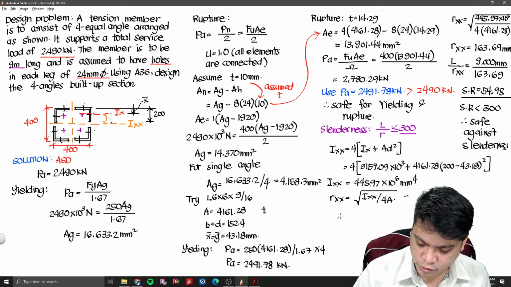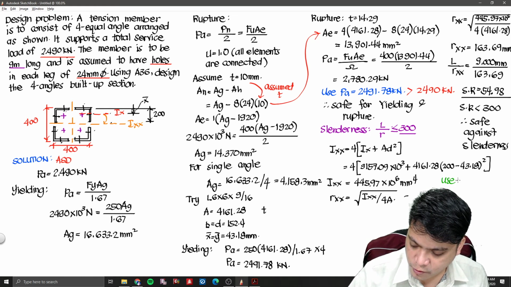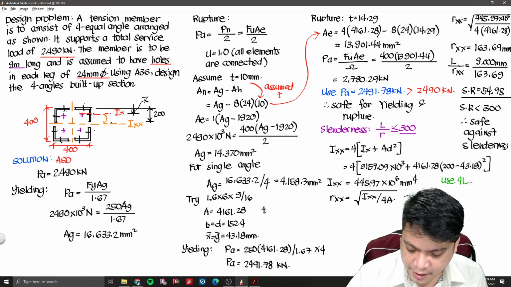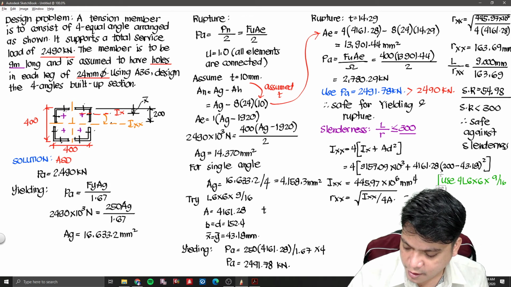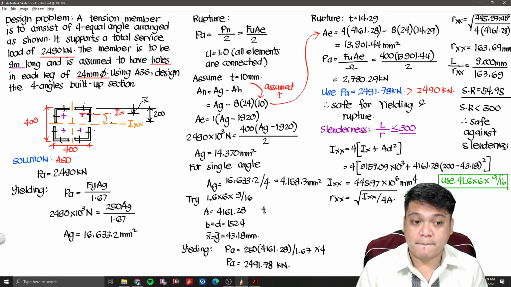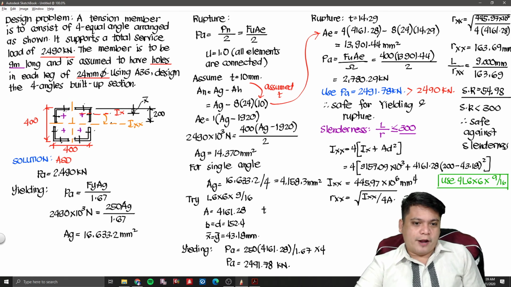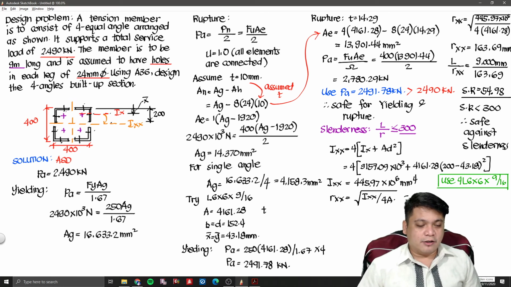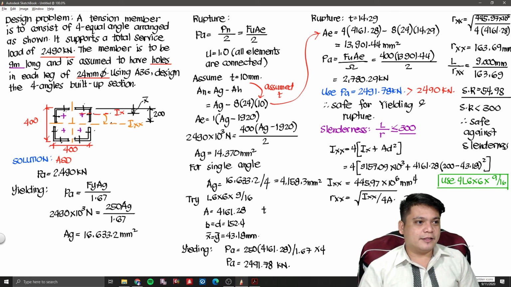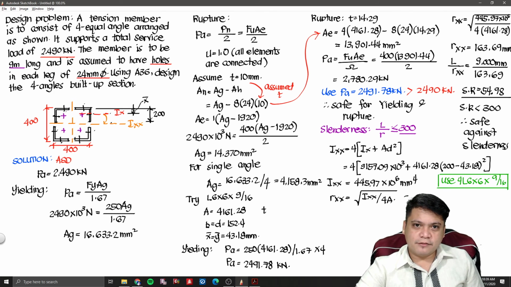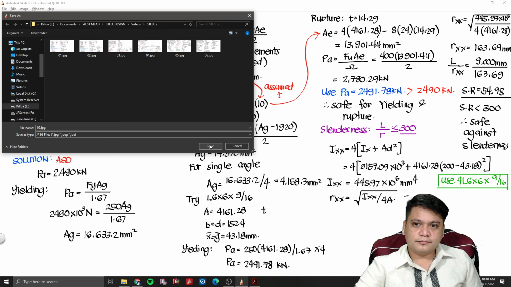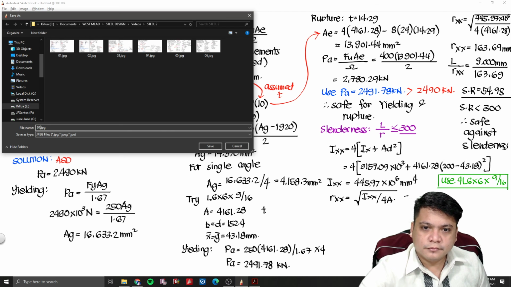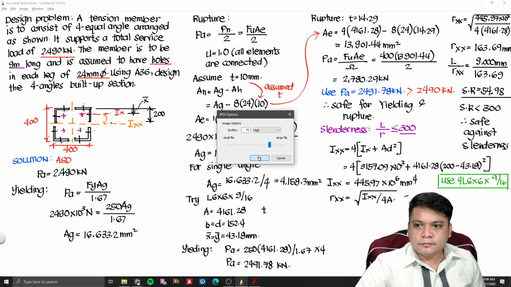So we will use four L 6 by 6 by 9 all over 16. This is the member we will use. So for the design, this will be the answer. This is how we design our members. So again, I'll save first.